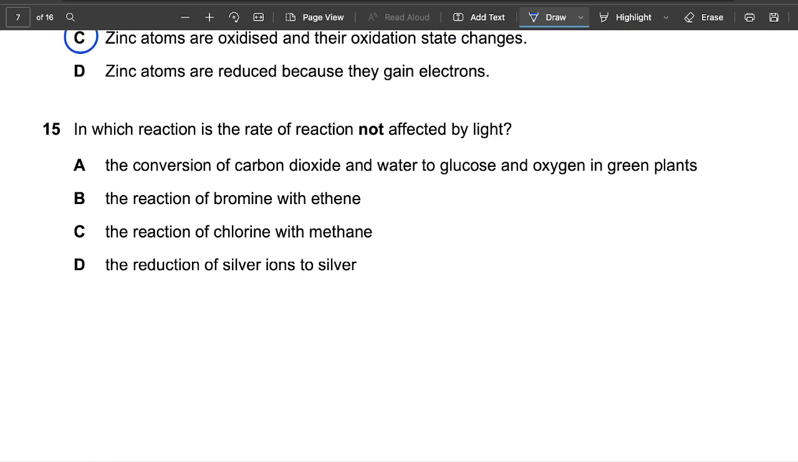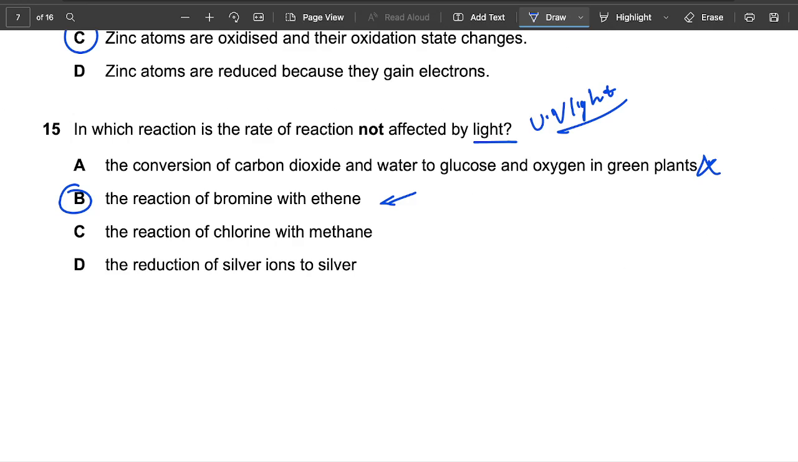In which reaction is the rate of reaction not affected by light? Okay, so we're looking at something related to UV light, and we know many equations that involve UV light. So let's see. The conversion of carbon dioxide and water to glucose and oxygen in green plants. This is photosynthesis, isn't it? And we need light in that, so this is wrong. The reaction of bromine and ethene. Yeah, this one is the one. Is this a substitution reaction or an addition reaction? Okay, it's one of them, right?